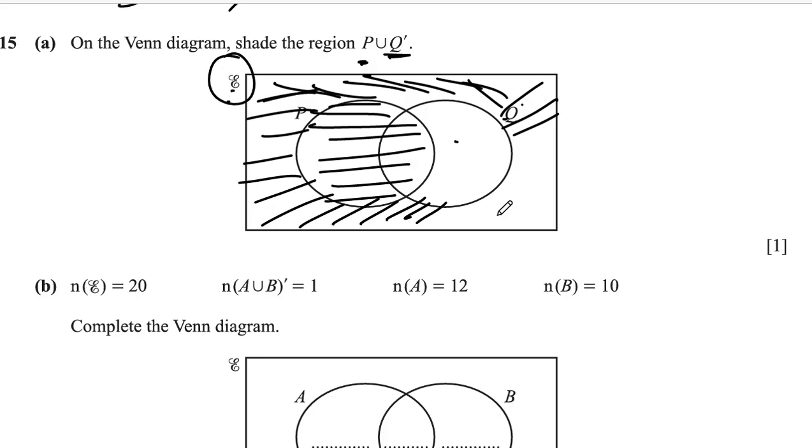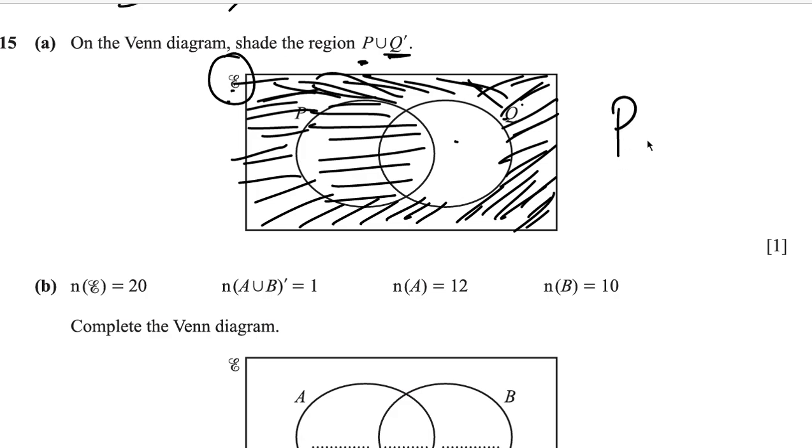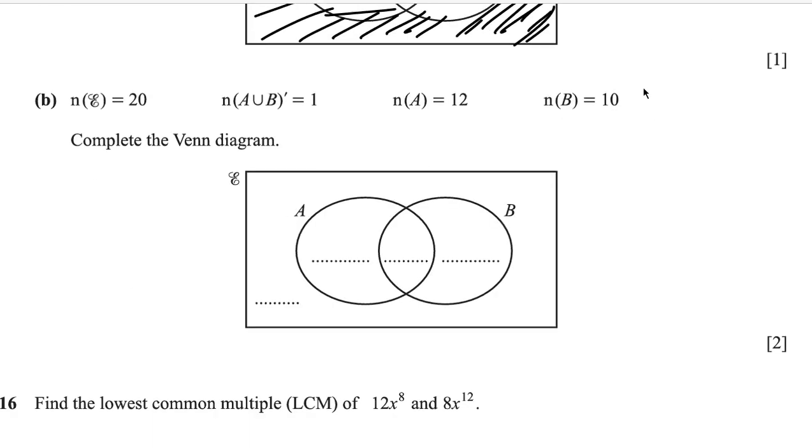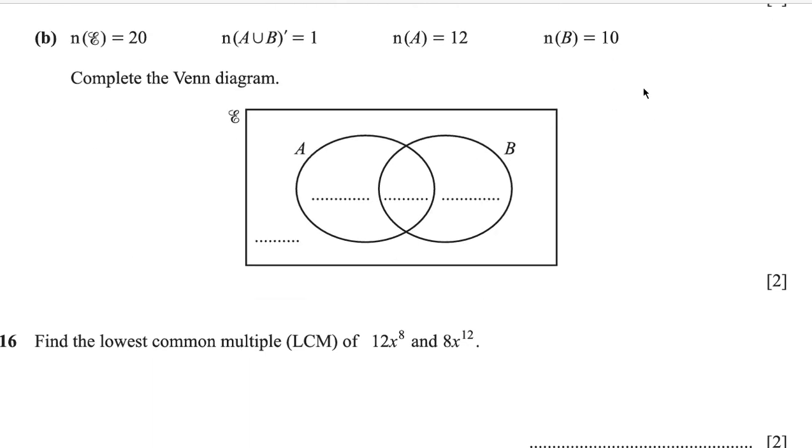So that's what we have. You get that? That's it. So that's P union Q prime. P union elements that are not in Q that are in the universal set. Right. Okay, next question says B, n of the universal set equals 20.